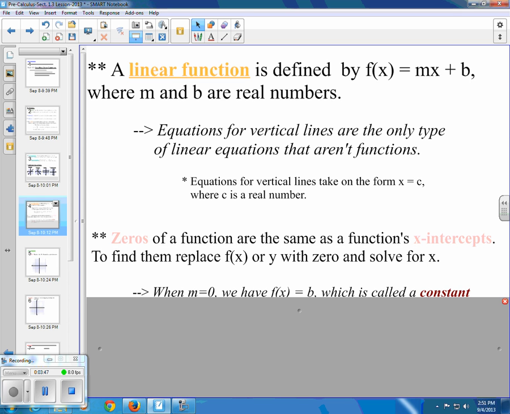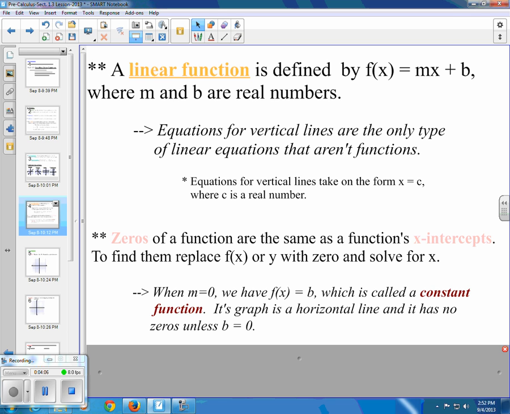Zeros of a function. Zeros of a function are the same as a function's x-intercepts. They are the places where the graph crosses the x-axis, and in order to find them, you replace f of x or y with 0 and go through the process of solving for x.